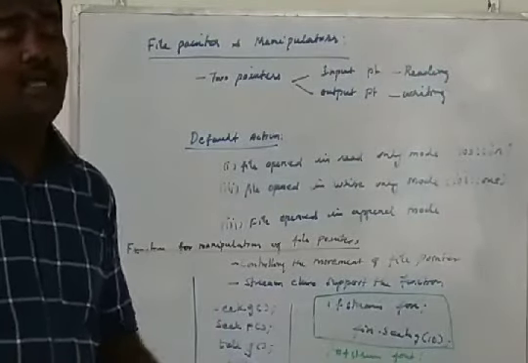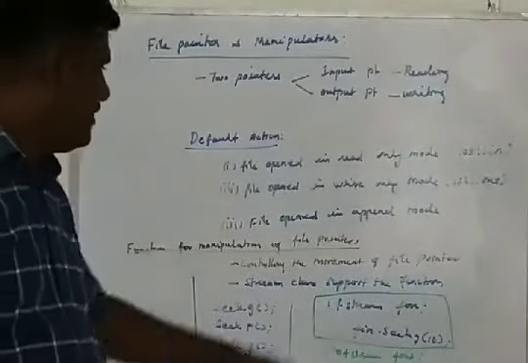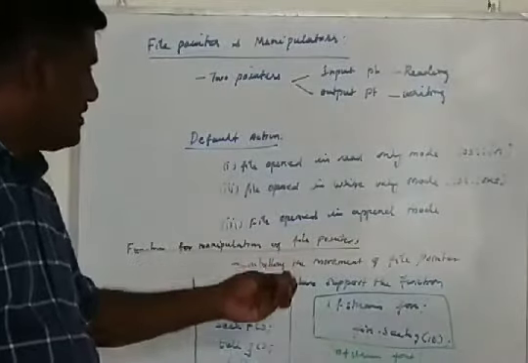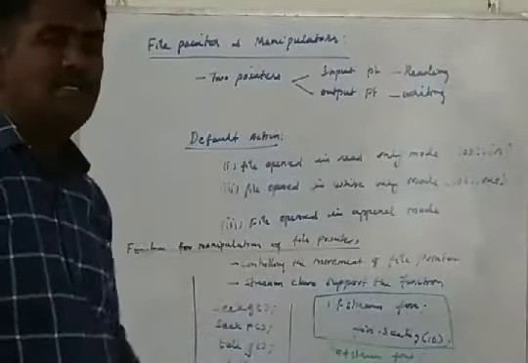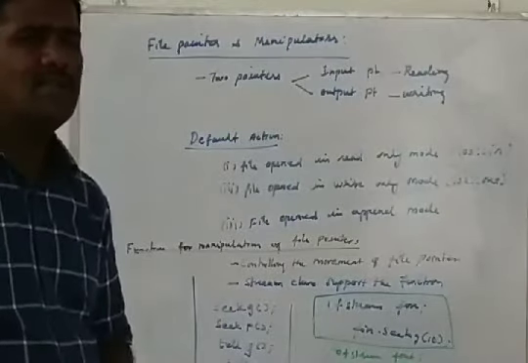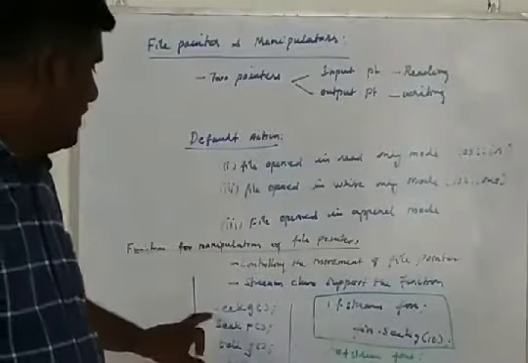Some functions are used for controlling the movement of the file pointer. These functions are supported by the stream classes. What are these functions?